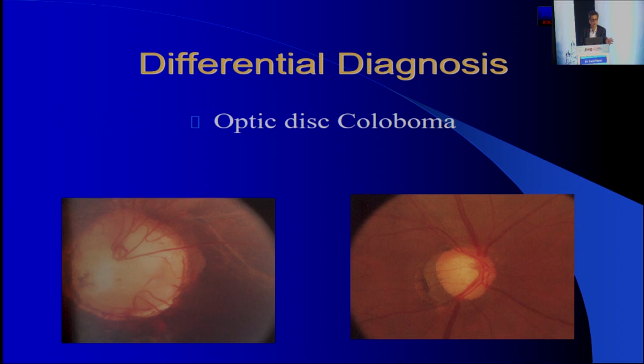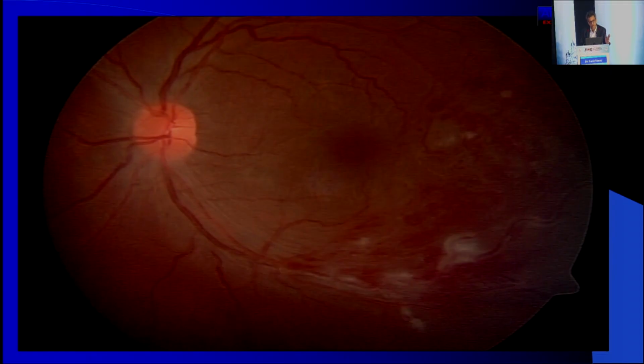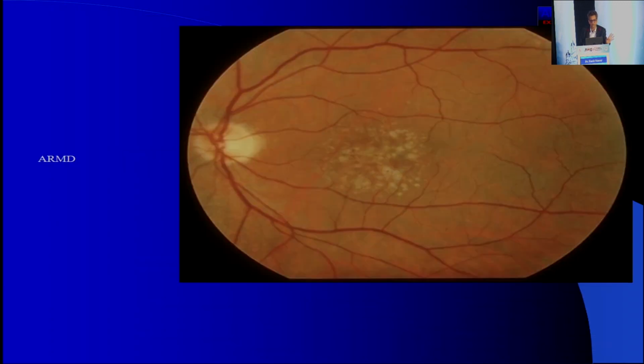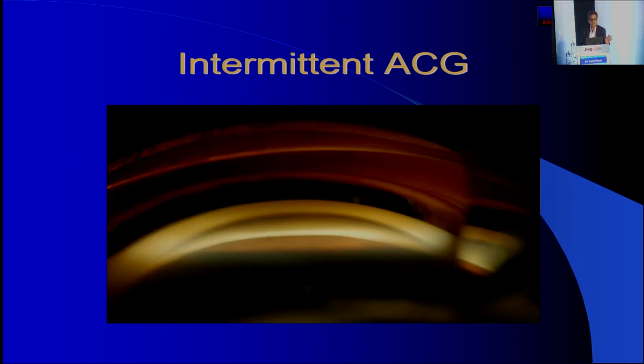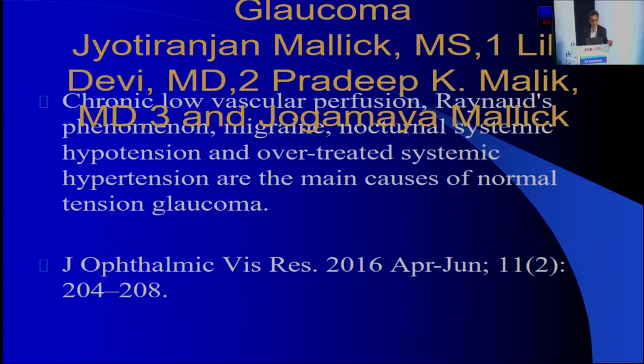Whether it's a coloboma, whether it's an optic pit, so many BRVO patients get a beautiful arcuate defect and are being treated for glaucoma for ages, and nobody has dilated. It could be ARMD, and yes, pituitary tumors can give rise to funny kinds of fields and you will be so confused. Intermittent ACG, we have a lecture on that too. That itself can create damage, and the pressures at one point of time may not be high.